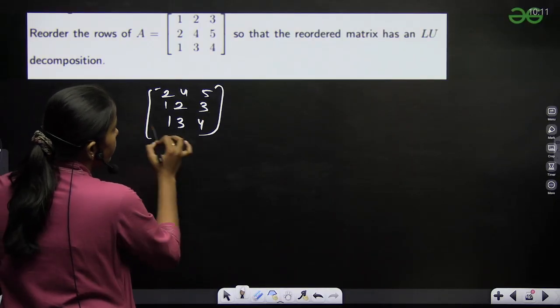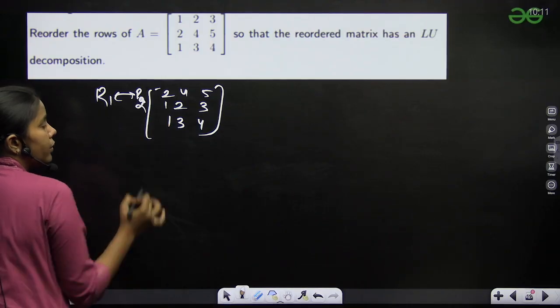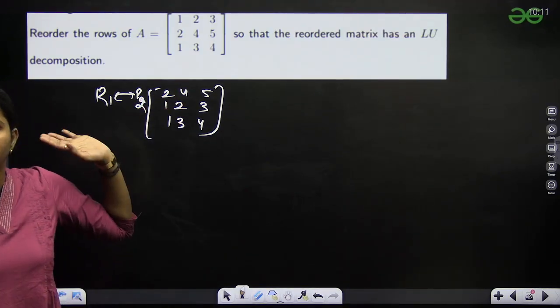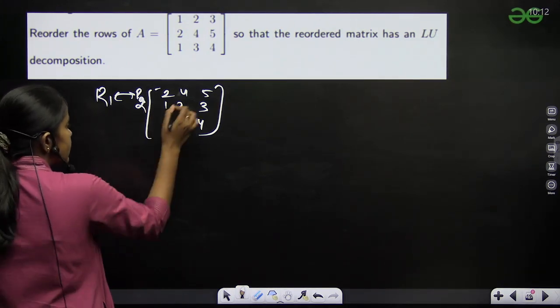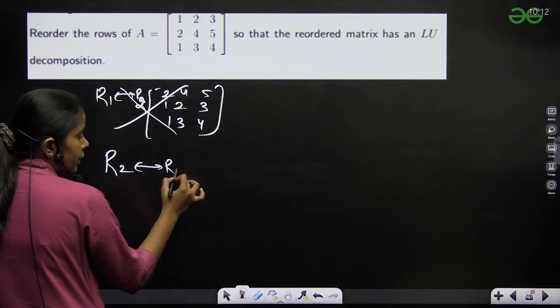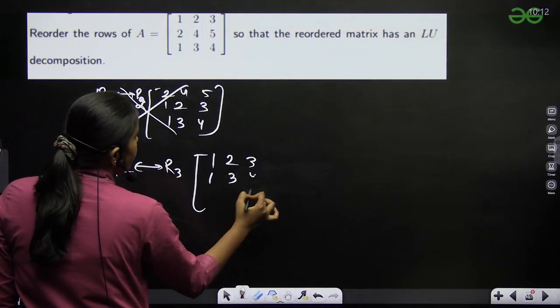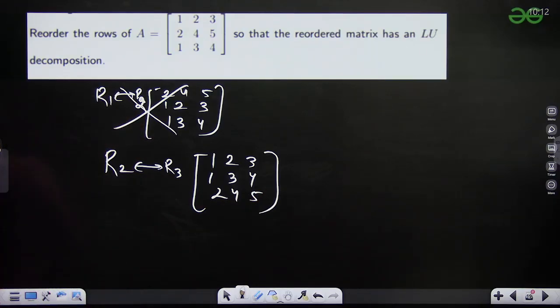If you are going to interchange R1 with R2, it does not give you LU decomposition, because again your D2 is 0: 2 into 2 minus 4 into 1 is 0. So what would you do? Instead of doing that, you would interchange R2 with R3, like I have done on the previous slide: 1, 2, 3, 1, 3, 4, 2, 4, 5. Now you would have all the leading minors non-zero, right?